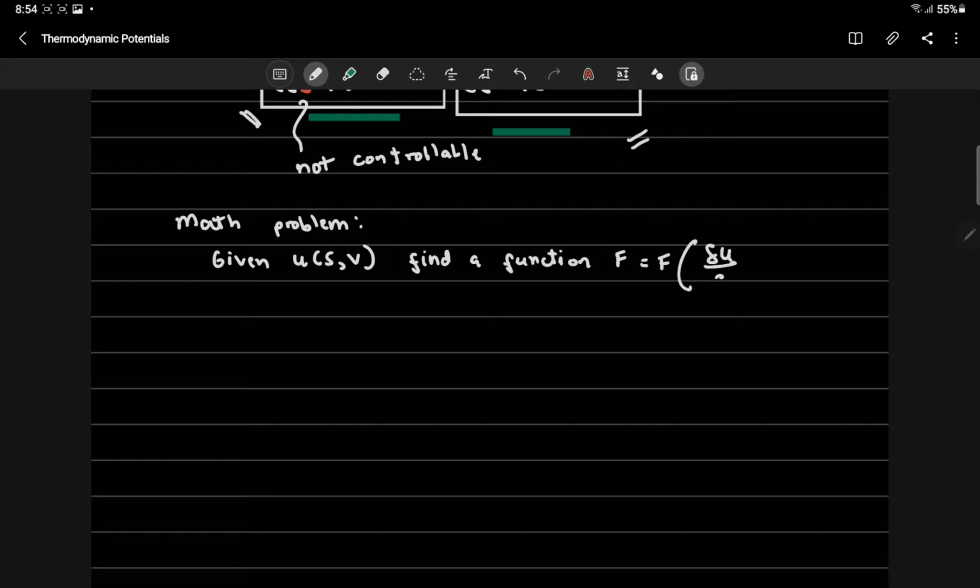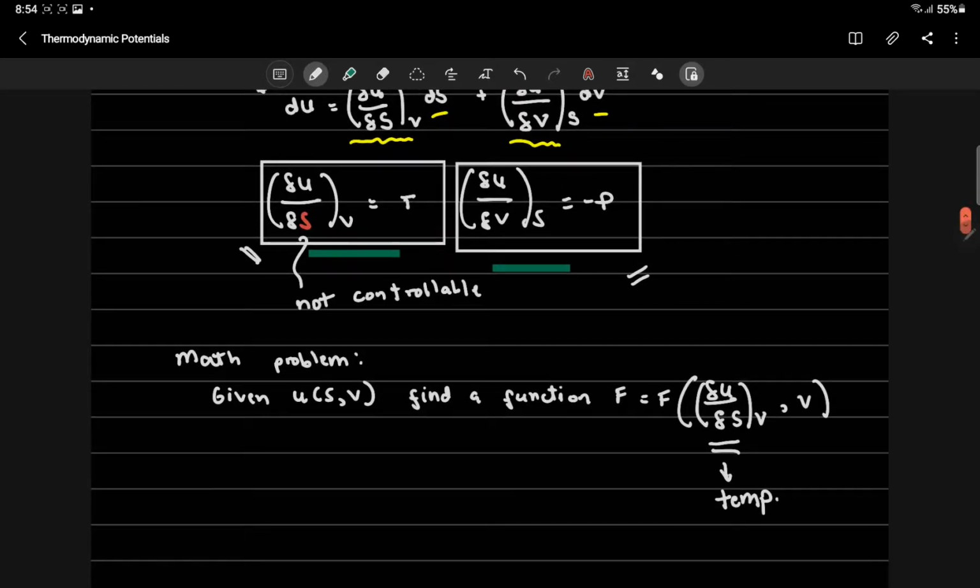Number 1, the partial derivative of u with respect to s at constant v. And number 2, the other variable here, f is a function of the volume. Okay? Remember again, this derivative here is equivalent to temperature, right? Temperature according to our derivation kanina, which is here, the first equation.